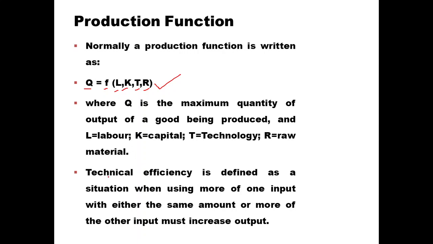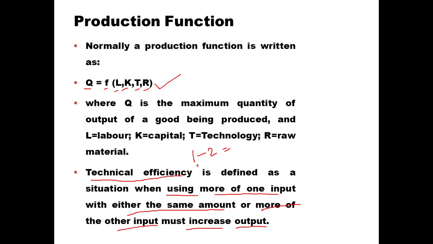One more thing comes because of technology, that is technical efficiency. What is technical efficiency? It is defined as a situation when using more of one input with either the same amount or more of the other input must increase output. How this change in one input, with the same or more amount of the other input, increases the output, that is the technical efficiency. That means with 1 unit of labor and 2 units of machine, what is the output?